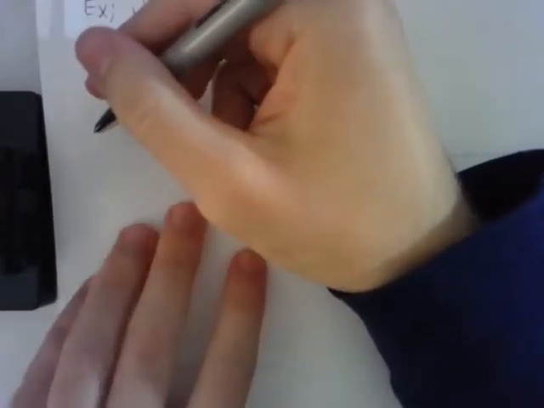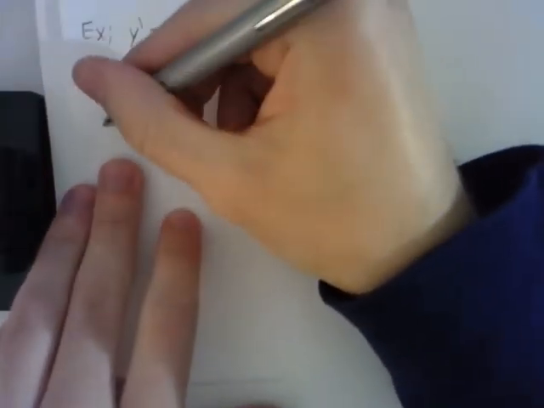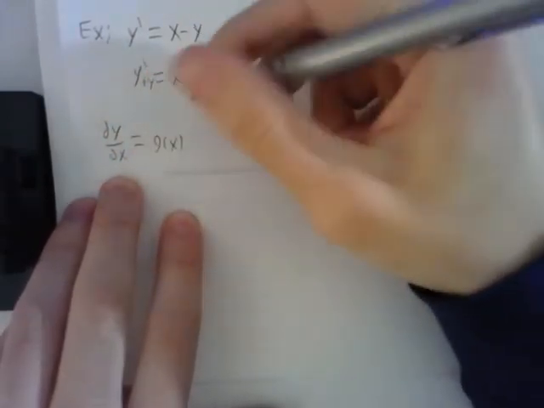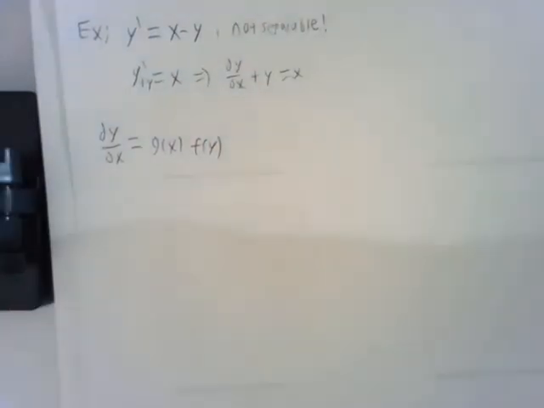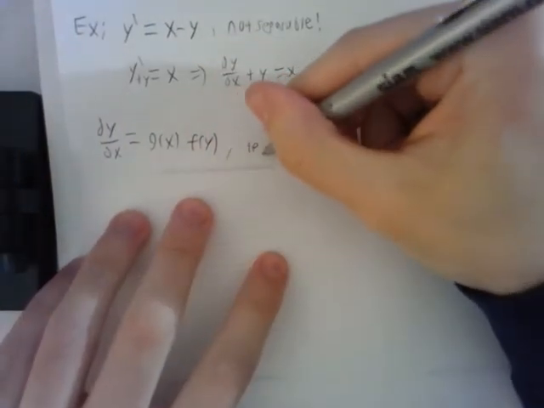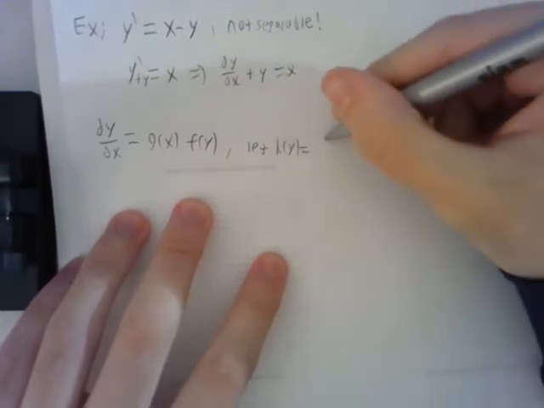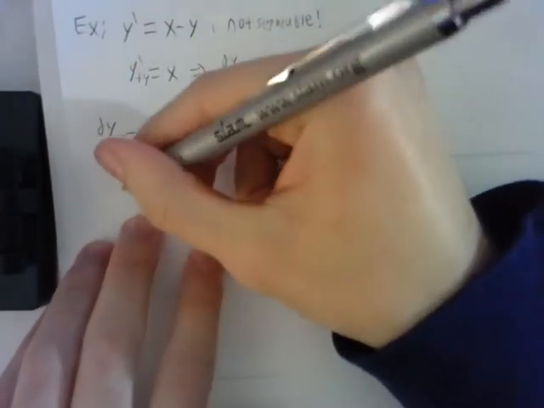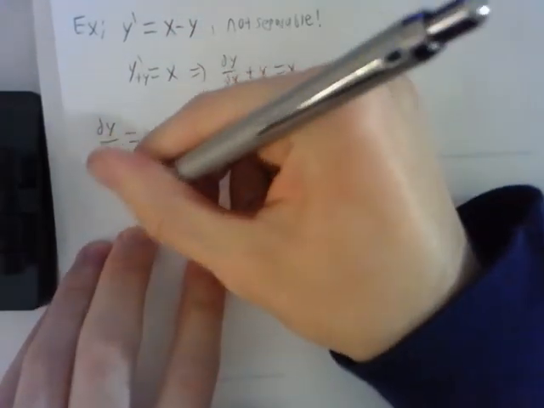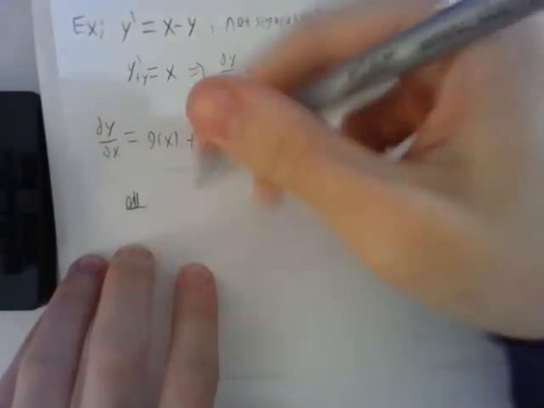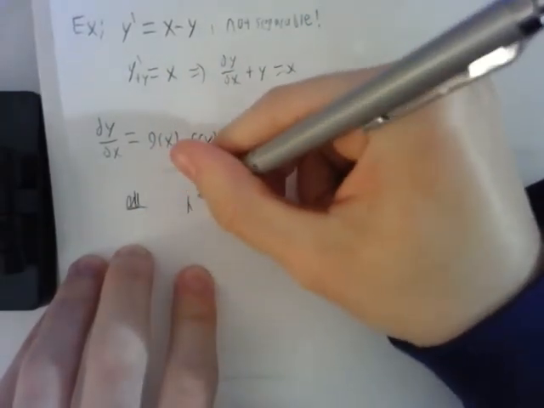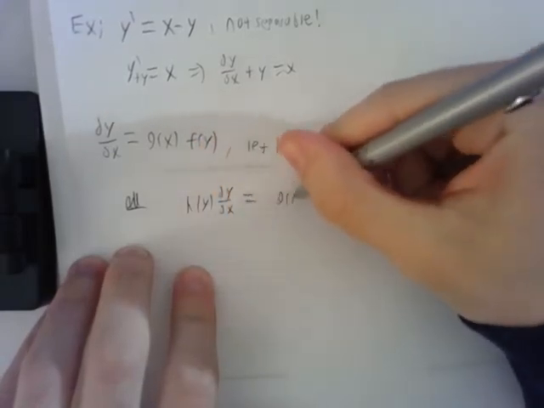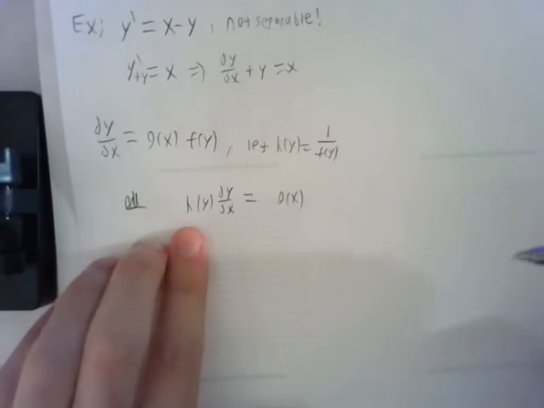So let's suppose that we have a separable equation like dy dx equals g of x times f of y. Let's let h of y equal 1 divided by f of y, so that we can rearrange this equation as 1 divided by f of y, which is h of y, so it becomes h of y dy dx equals g of x, right? That's certainly valid. All I did is divide through by f.